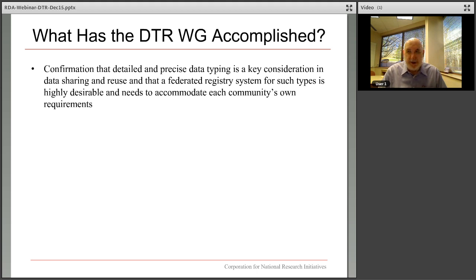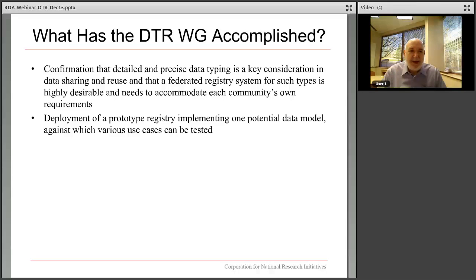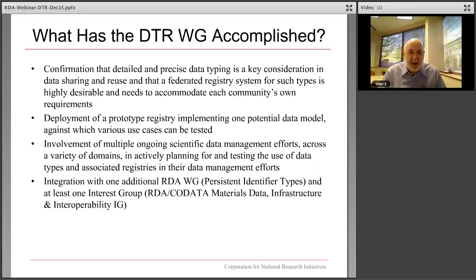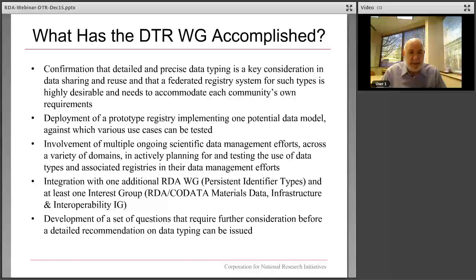So the main accomplishment from my perspective was a confirmation that detailed and precise data typing is the key consideration in data sharing and reuse, and that such a system of federated type registries is highly desirable. We got this feedback from a lot of people, and happily a lot of them were actual scientists. They seem to like this idea. We developed a prototype with a potential data model, which against various use cases have been tested, mostly successfully. We have multiple ongoing scientific data management efforts across a variety of domains. We integrated with one additional working group and one interest group in RDA, so it was an internal success at RDA. And we had a set of questions and tasks for further consideration.